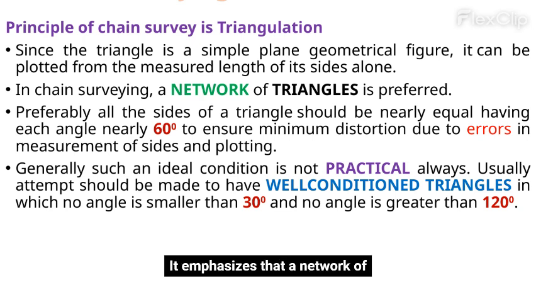It emphasizes that a network of triangles is preferred because a triangle can be plotted from the measured lengths of its sides alone. Ideally, the triangle should be well conditioned with angles close to 60 degrees to minimize distortion, but in practice, angles should be between 30 and 120 degrees.